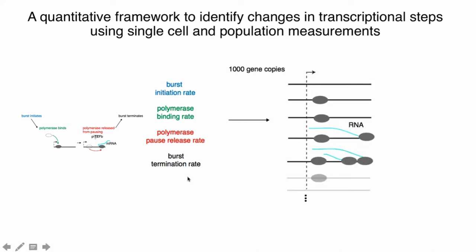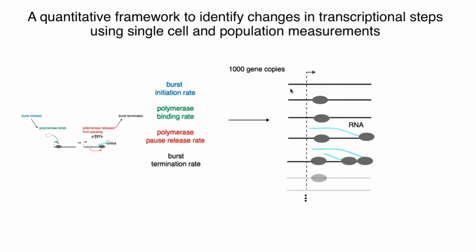We then ran stochastic simulations on 1,000 gene copies. Each gene copy starts out at the beginning of the simulation in a transcriptionally unavailable state. Then each copy can undergo burst initiation. It'll undergo initiation with a greater rate if that rate value is higher, with a slower rate if the rate value is lower. Once the burst has initiated, that gene copy can bind polymerase.